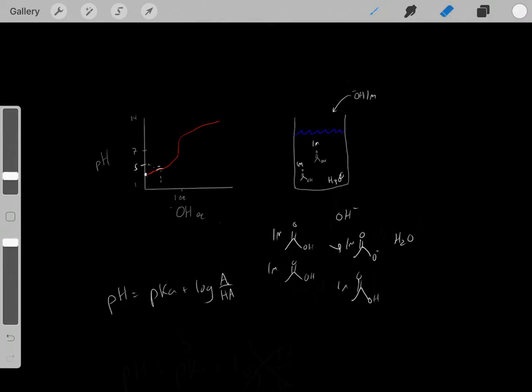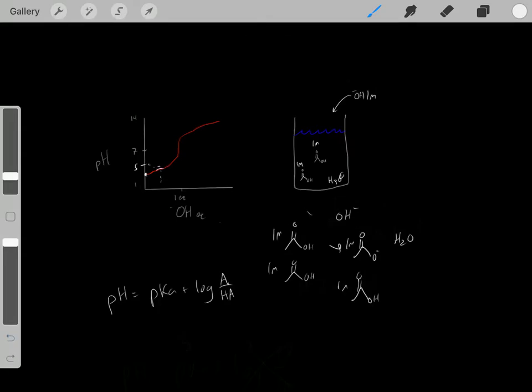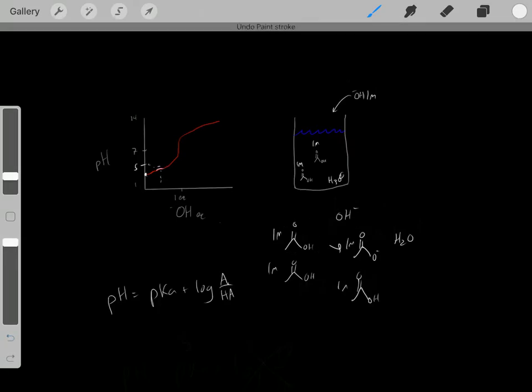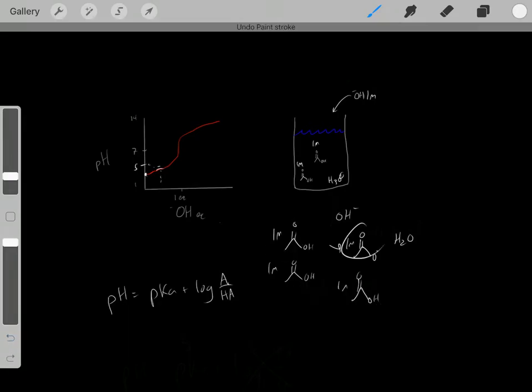But again, when we added half equivalence, when we had 2 of these and 1 of these, only half of these were converted. So that's why we have 1 of these and 1 of these, because only half of them were converted to the base.